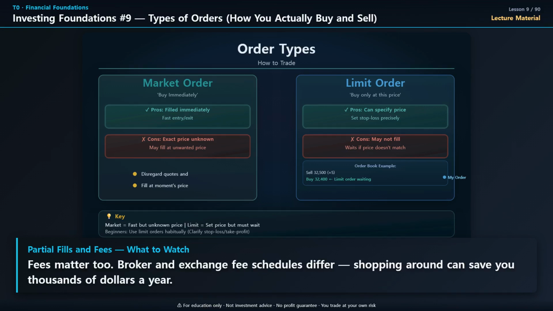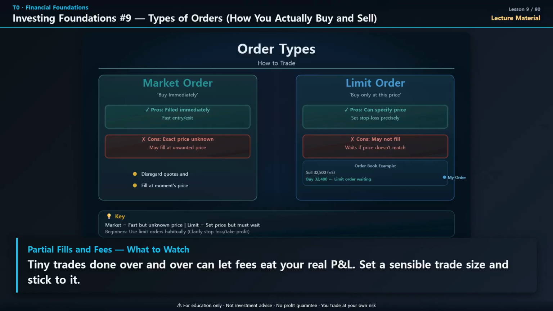Fees matter too. Broker and exchange fee schedules differ. Shopping around can save you thousands of dollars a year. Tiny trades done over and over can let fees eat your real P&L. Set a sensible trade size and stick to it.